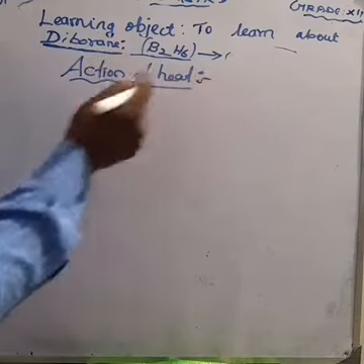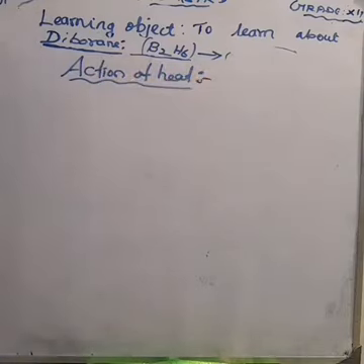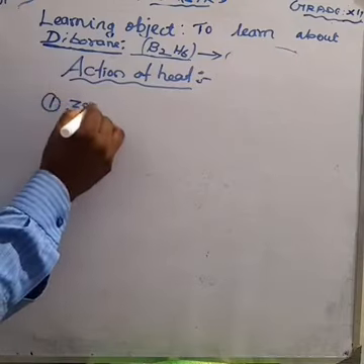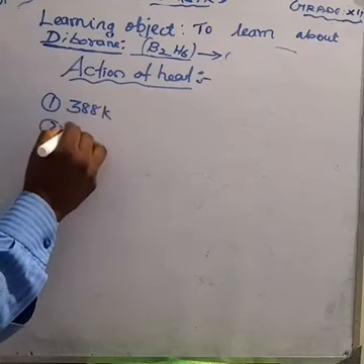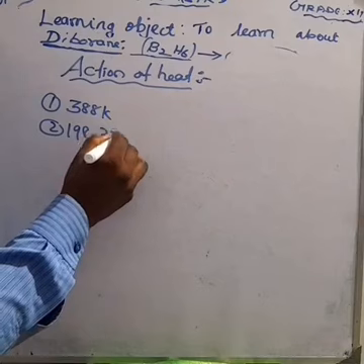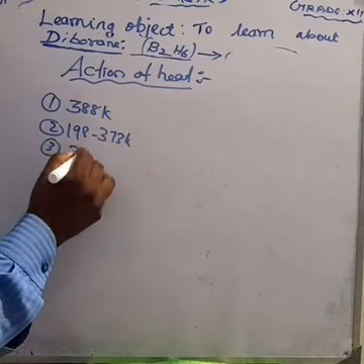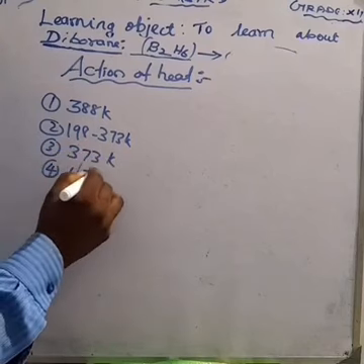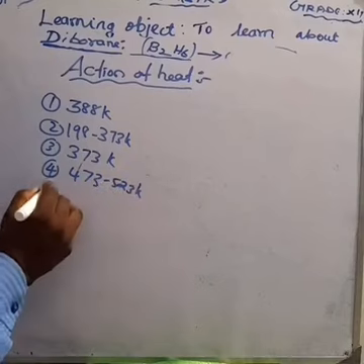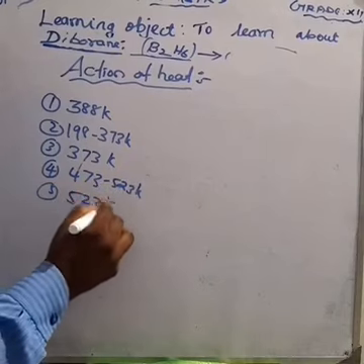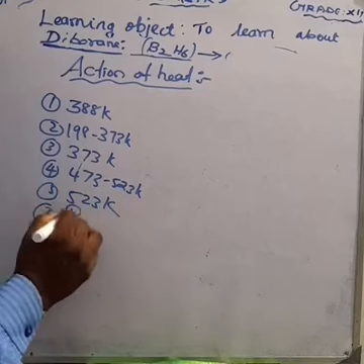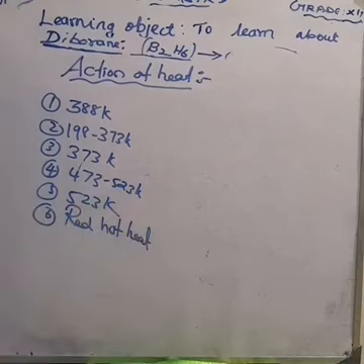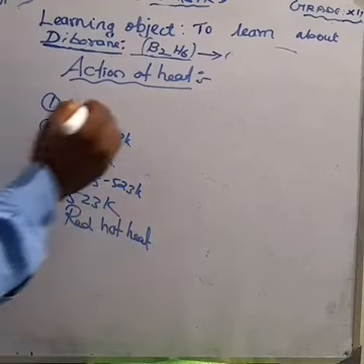What is the action of heat on diborane? Here, diborane on heating at different temperatures. The first temperature is about 388 Kelvin. The second is about 198 to 373 Kelvin. The third is at 373 Kelvin. The fourth is 473 to 523 Kelvin. The fifth is 523 Kelvin, and the last is red hot heat. These are the different temperatures we use for heating diborane.